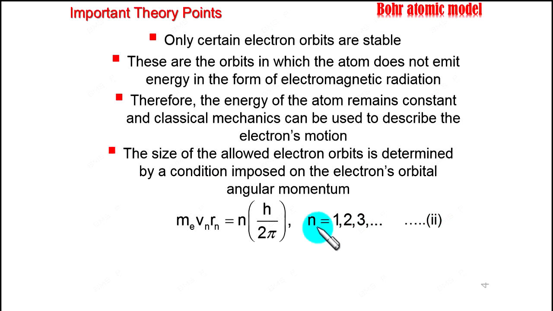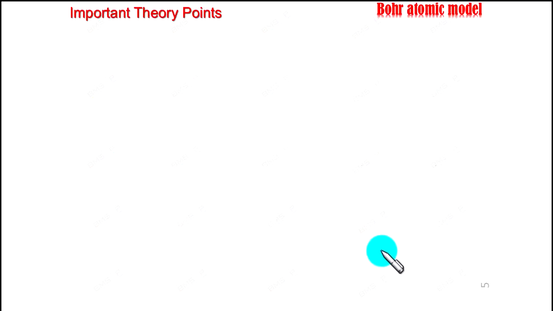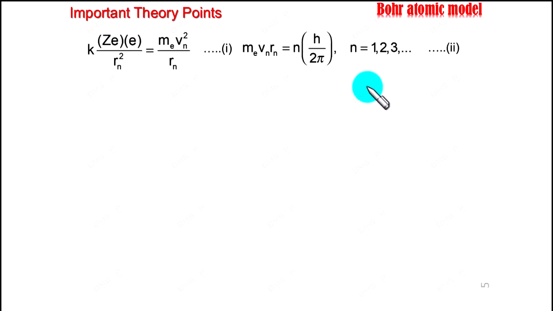And this point is justified only through quantum mechanics. We cannot justify this point using the classical mechanics model. Let us write equation number 1 and equation number 2 on the next page. We can observe here rn and vn, two unknowns, and we have two equations. That means if we solve these two equations, we can find the radius of the nth orbit and the velocity of the electron in the nth orbit.